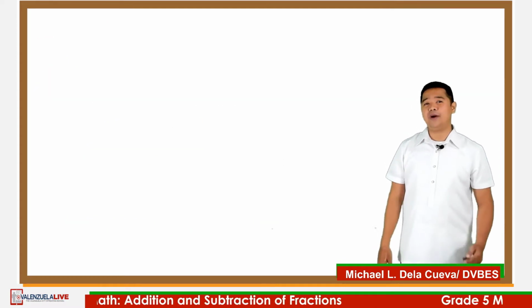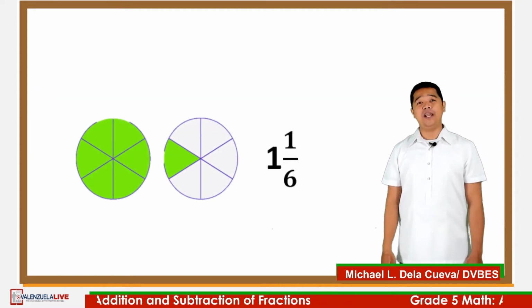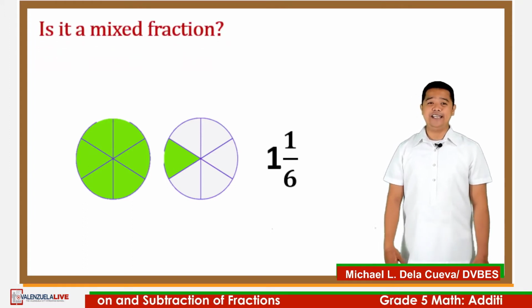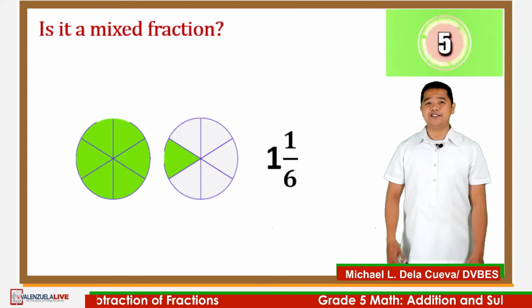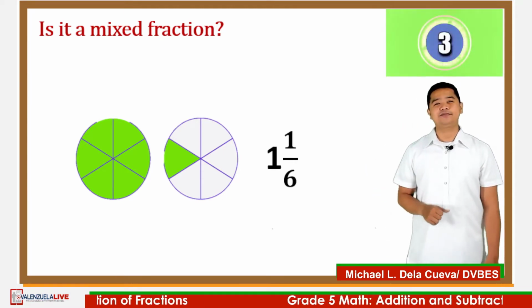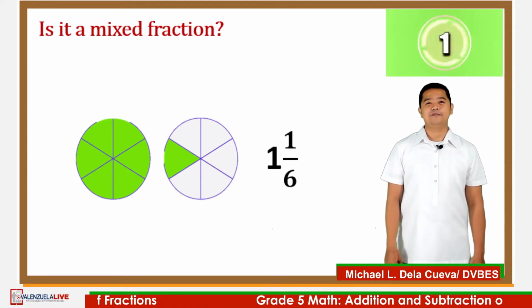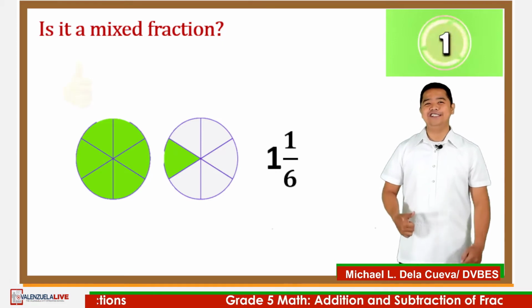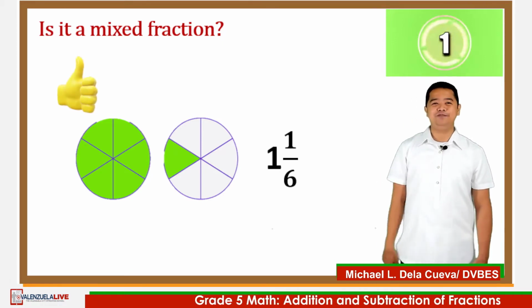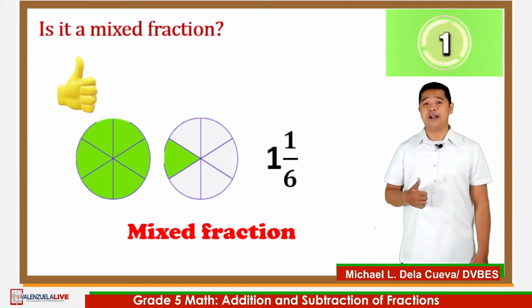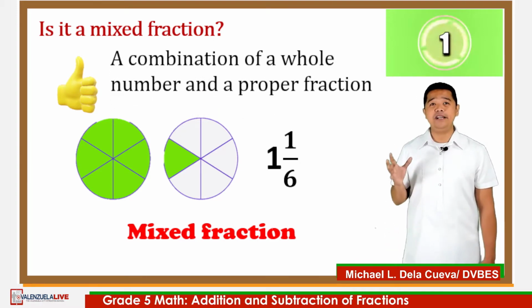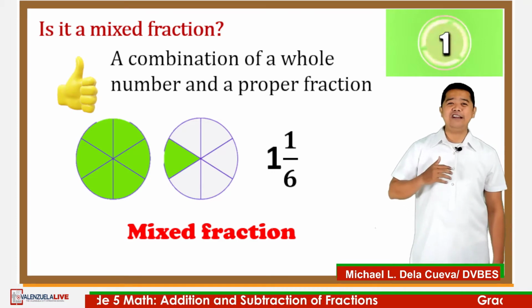Okay, let's have another one. How about 1 and 1/6? Is it a mixed fraction? Okay, you have 5 seconds. Thumbs up or thumbs down? Very good. The answer is thumbs up. 1 and 1/6 is a mixed fraction because it is a combination of a whole number and a proper fraction.